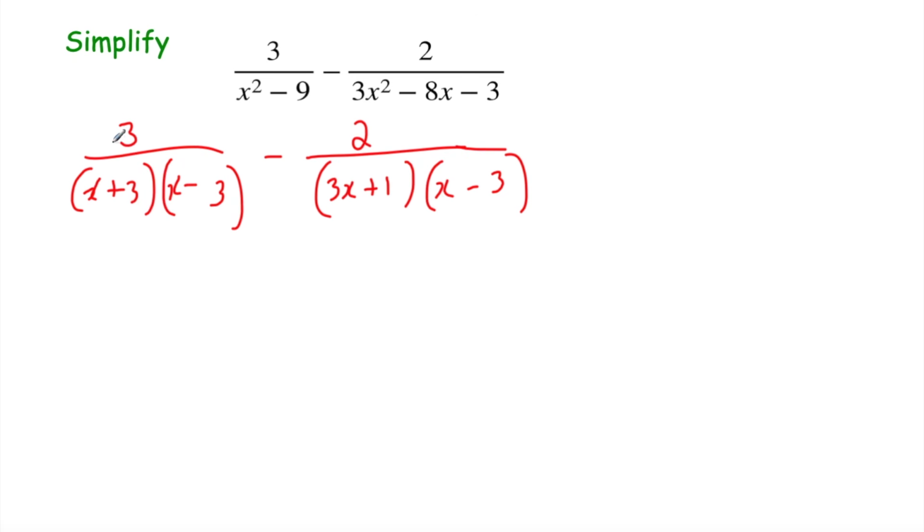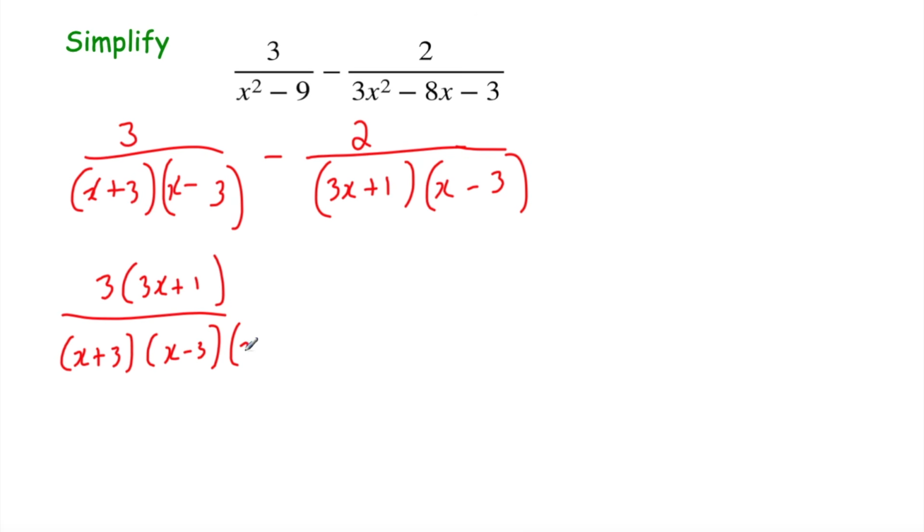So let's do that. So let's multiply this numerator and this denominator by 3x plus 1. So we'd have 3, and then in brackets 3x plus 1. And then in terms of the denominator, now we need to times this denominator by 3x plus 1. So we're going to have x plus 3, x minus 3, and then we're timesing it by 3x plus 1. And then we'll just carry on that line.